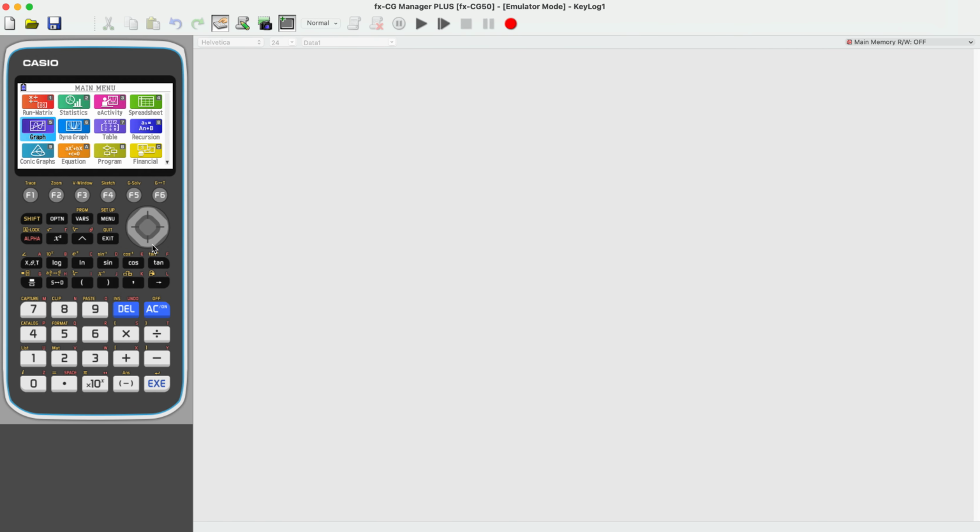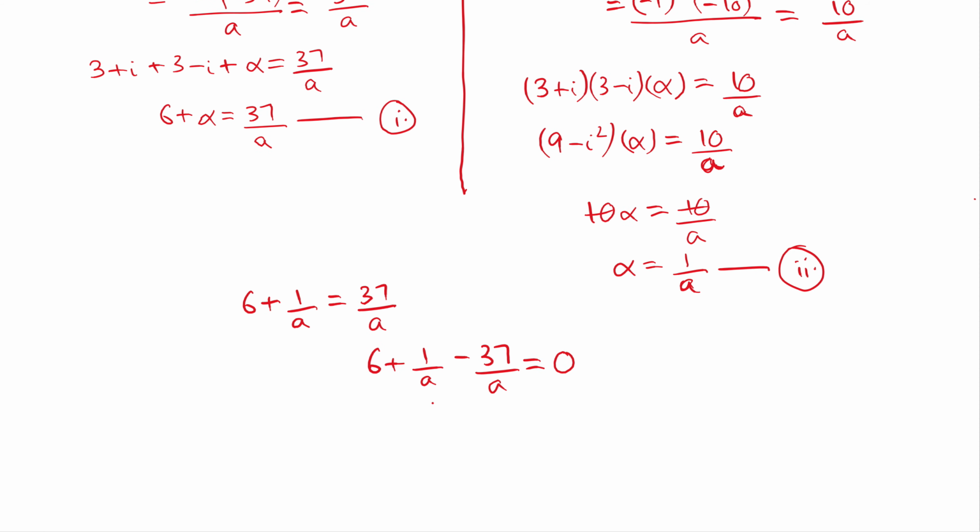So to solve this, we need to go to equation solver, and over here we need to enter our equation. So our equation is 6 plus 1 upon x minus 37 upon x, and this is equal to 0. So now if I click solve, we find that x is equal to 6, and in our case the variable x represents a. So I can write that a is equal to 6, and this is the answer to question number 6.